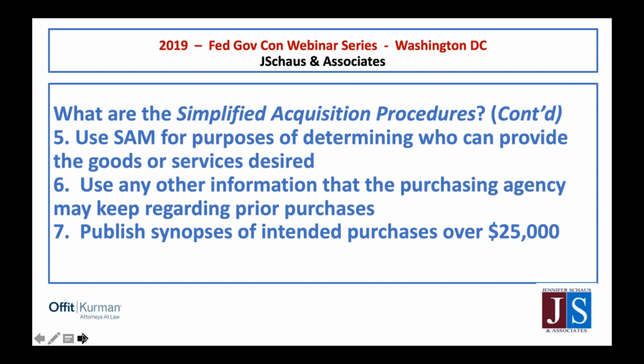The contracting officer can use other information at his or her disposal too. The agency may keep records, it probably does, of things that it's purchased in the past, and who it's purchased it from, and at what price. And contracting officers will often use that information as part of their market research to determine whether or not seeking competition in a particular way under these procedures makes sense and whether or not there's sufficient competition to do so.